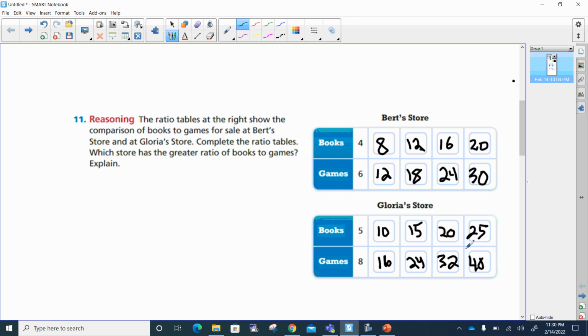So it's asking us, complete the ratio table. Which store has the greater ratio of books to games? Books to games, we can compare 24 here to 24 here. And that tells me Bert has a higher ratio of books to games because they give you 16 books for every 24 games. So this would be Bert.